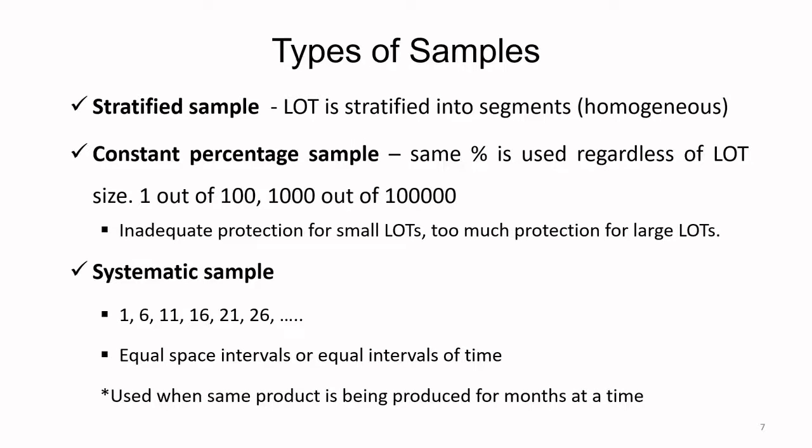And this is used when the same product is being produced for months at a time. Basic staples like socks or undergarments, as in men's underwear or banyan, same style, only colors are changing, nothing much. So it is considered a basic staple item. So the same thing is produced on and on for months. So in that case, systematic sampling makes sense.